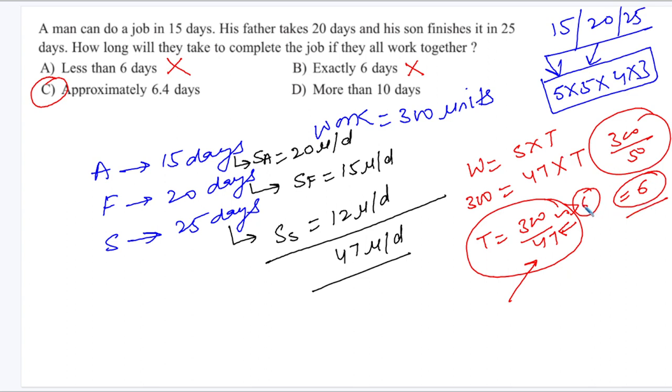So it should be somewhere higher than 6. So it should come out to be 6.4 days. Though the exact answer will be approximately 6.38. Okay. Sometimes the question might expect you to answer with a proper fraction value. But that's okay. That depends on the options. Okay. So the answer is C for this one.